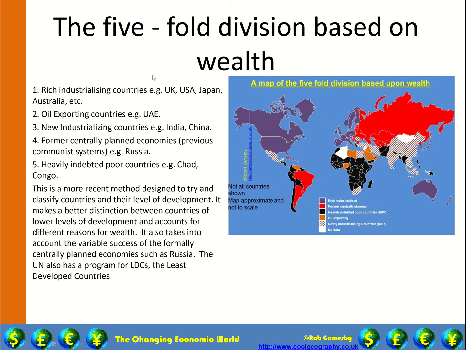This method's maybe a little bit more recent and maybe a bit more useful. It's a 5-fold division of wealth based on rich industrial countries in North America, Western Europe, Australia and New Zealand. You have a lot of credence given to the oil exporting countries because those countries have made a lot of money from exporting oil, and you might have heard of an organisation called OPEC. We've got the newly industrialising countries, all your newly emerging economies like China and India. You've got the formerly centrally planned economies, the previous communist systems, and then heavily indebted poor countries, which you might see abbreviated to HIPC. So that's a more recent method.